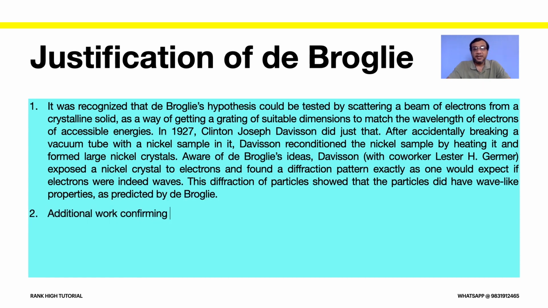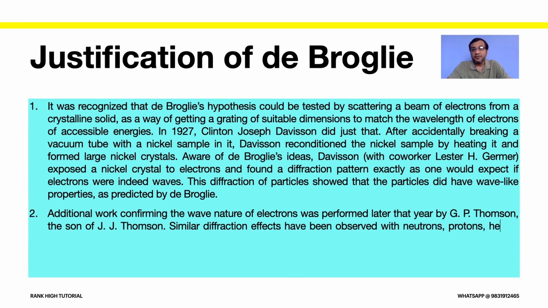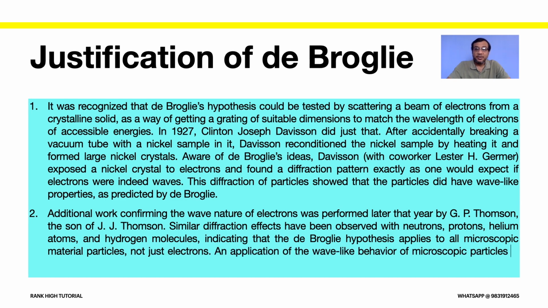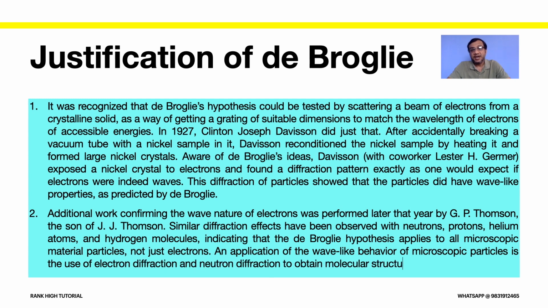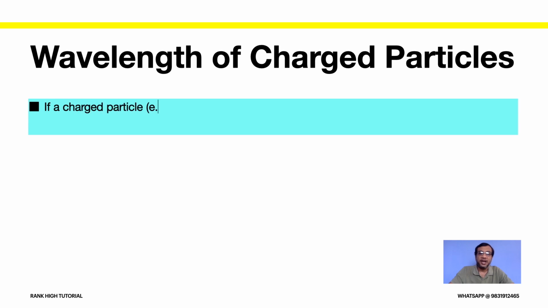Additional work confirming the wave nature of electrons was performed later in that year by G.P. Thomson, the son of J.J. Thomson. Similar diffraction effects have been observed with neutrons, protons, helium atoms and hydrogen molecules, indicating that the de Broglie hypothesis applies to all microscopic particles, not just electrons. An application of wave-like behavior of microscopic particles is the use of electron diffraction and neutron diffraction to obtain molecular structures.